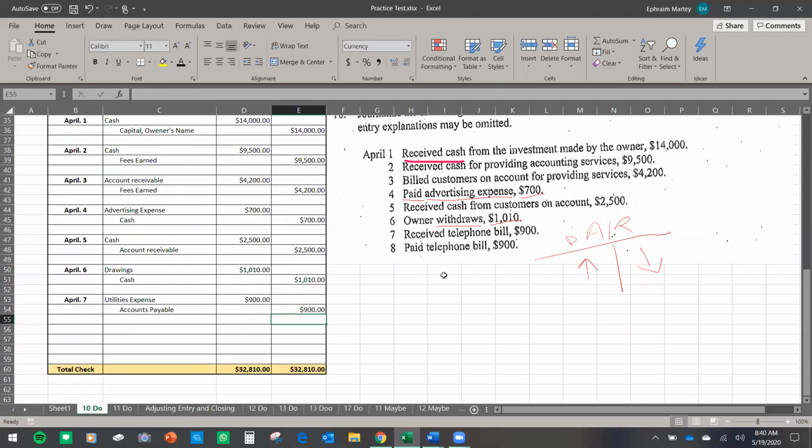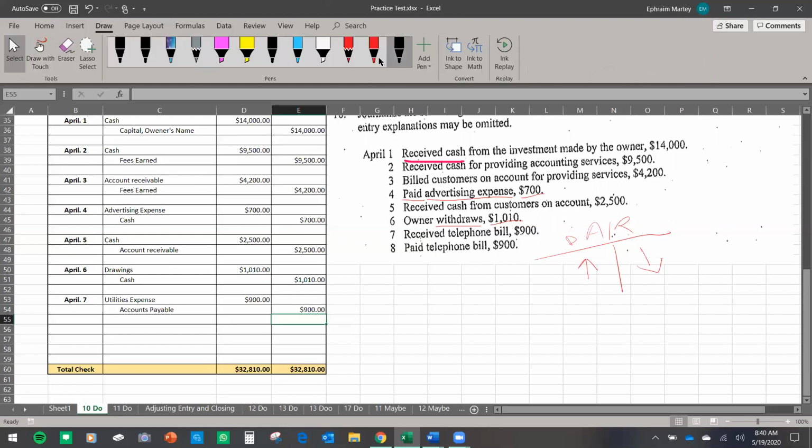Quickly, the last one, we paid. Now we are going to pay the telephone bill. We're going to pay the expense. Now here you don't do anything with the expense again. Once you have recorded an expense, you have recorded it. You don't do anything with it. You only pay it. So you ask yourself, what is going out? My cash is going out of 900 because it says paid. That means cash went out.